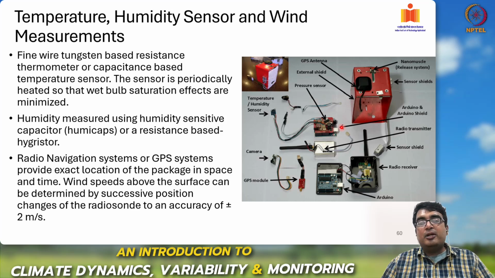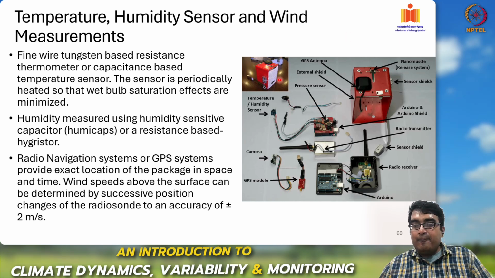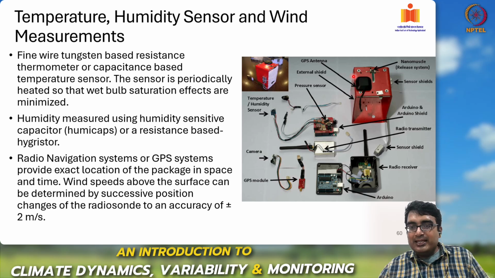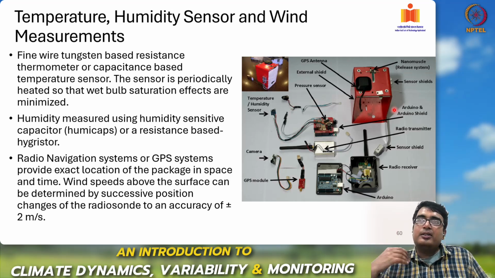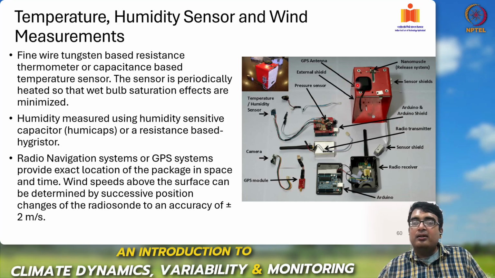Then comes the measurement of temperature, humidity and wind. And this is a blown out picture of a radiosonde system. So this is the entire radiosonde box. The sensor shields, you need a shielding around it to prevent, say, moisture from entering and causing damage to the instruments, for example. You have a GPS antenna. This gives the location of the radiosonde. We will see why the location data is important.